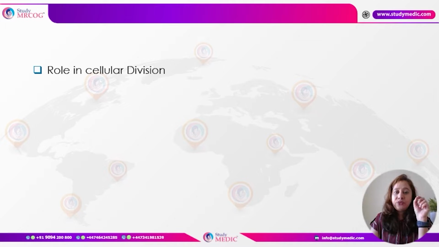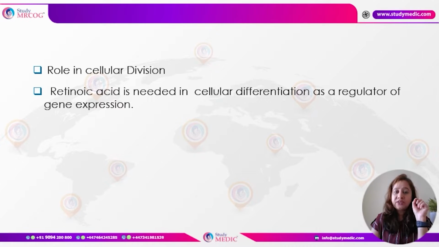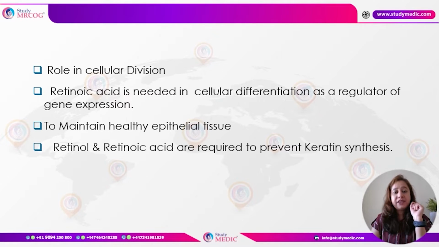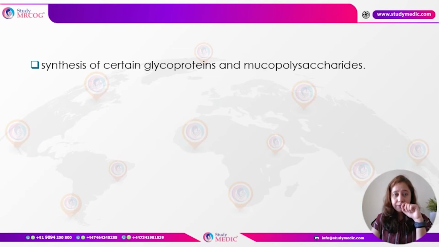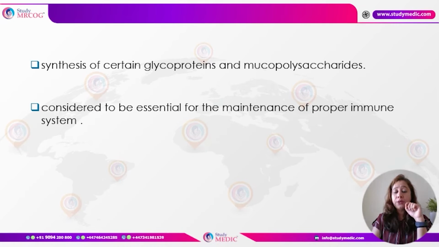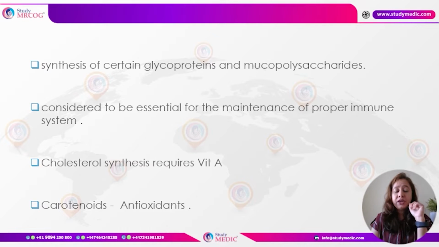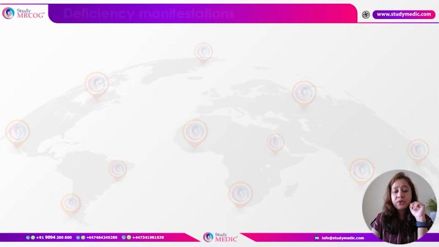Now, is it only for the vision? No, it is required also for cellular division. It is required for differentiation and helping in gene expression. And it takes care of the epithelial tissues, and retinoic acid will prevent keratin synthesis. It also helps in glycoprotein and mucopolysaccharide synthesis. It is required to take care of our immune system. It's also required for cholesterol synthesis, and we should never forget about beta carotene. So they are acting as very good antioxidants.